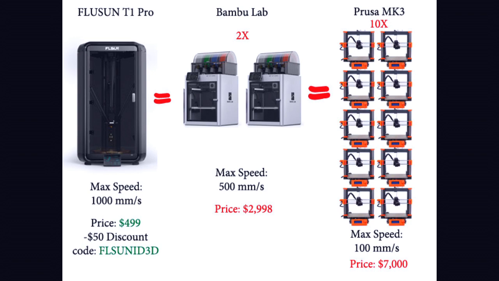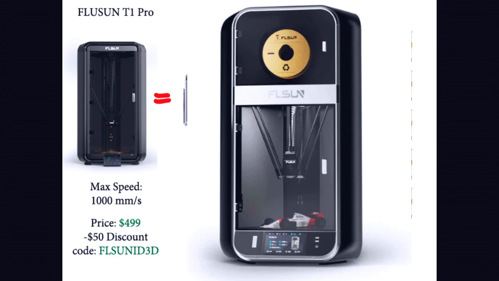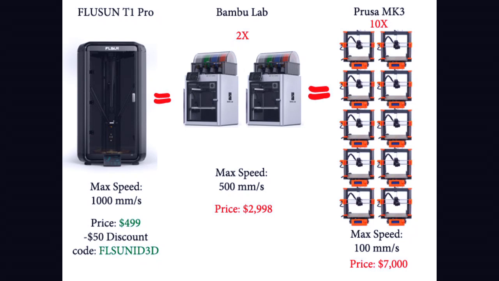There are some things you need to know about Delta printers like the FL Sun T1 Pro or the S1 Pro. On the T1 Pro, there is some small amount of assembly. You have to put it together. The S1 Pro, you do not have to do that. It comes already fully assembled, but it's a little bit pricier. I will go with the T1 Pro if you just need to start off.